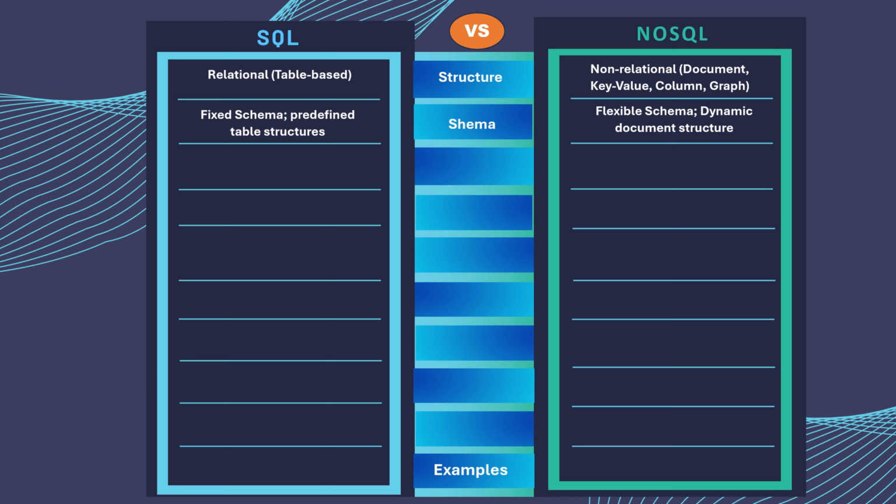On the other hand, NoSQL databases are non-relational. Instead of just tables, they can use different models like documents, key-value pairs, and graphs. They have a dynamic schema, meaning you can add new data with different structures on the fly without having to define it first. Think of it like a folder that can hold Word documents, PDFs, and images all at once. It is incredibly flexible.